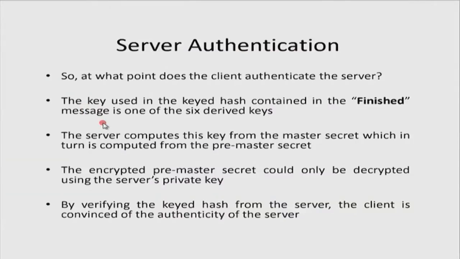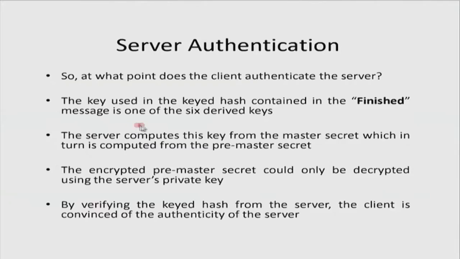So when can I, the client, be sure that I'm talking to the right server? Here are the logical steps. The key used in the keyed hash contained in the finished message is one of the 6 derived keys. I mentioned before there are 6 derived keys, and 2 of them are used to compute the keyed hash, one for client to server communication and the other for server to client communication. So unless I know those keys, I can't compute this.